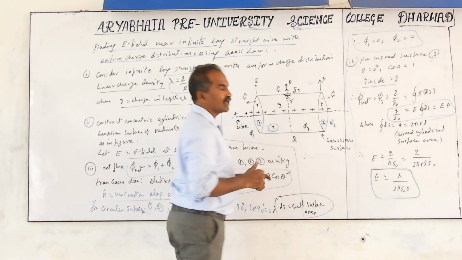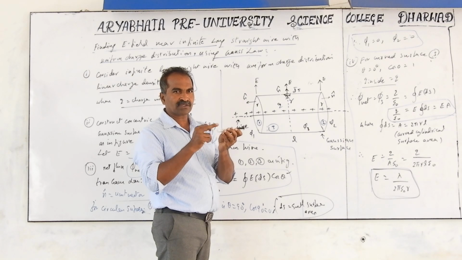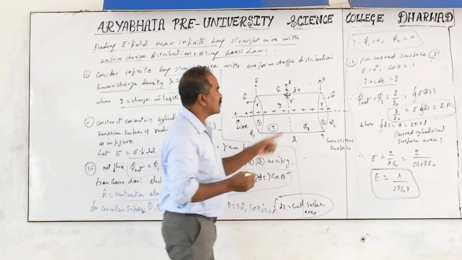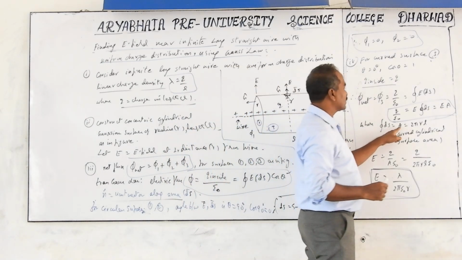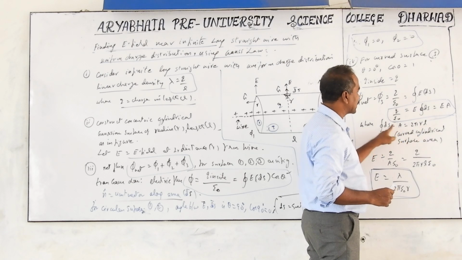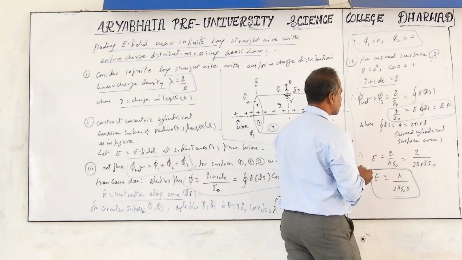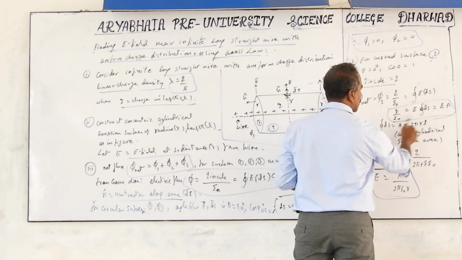Nothing but the surface area of the cylinder. What is the surface area of the cylinder? The circumference 2 pi r into length L is the surface area of the cylindrical portion. So 2 pi r L is A, the integration of ds over the curved cylindrical surface area. So what does the formula become for the electric field? The electric field formula becomes: q by epsilon equals E into A.